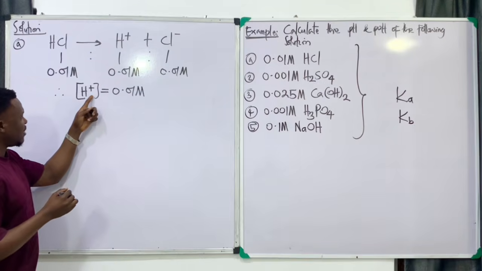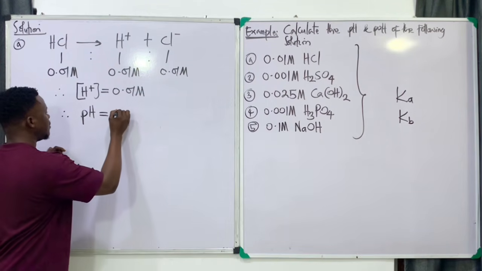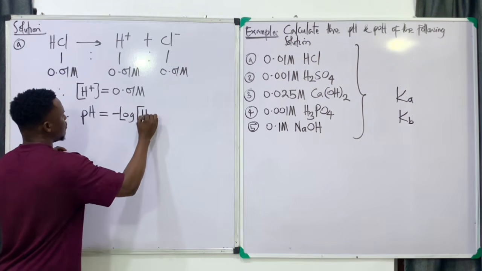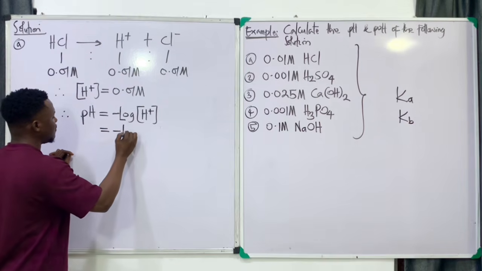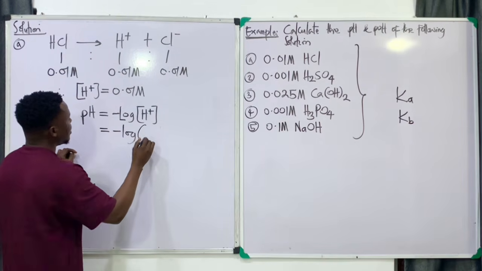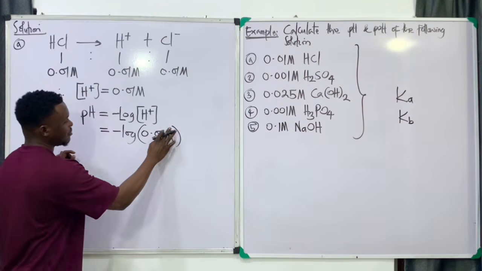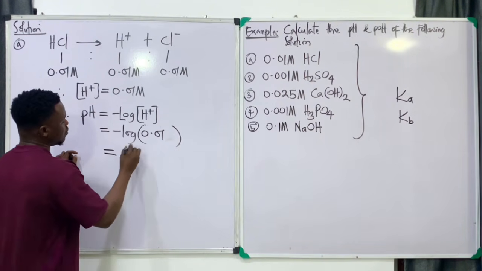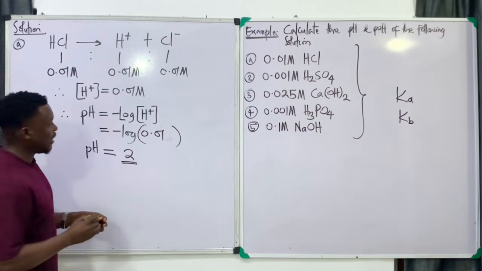And once you've gotten the value for your H plus, you can now say pH. Recall that pH is negative log of H plus. Anywhere you see H plus, you put 0.01 molar. You can remove the molar first. Now this is equal to 2. Our pH equals 2.